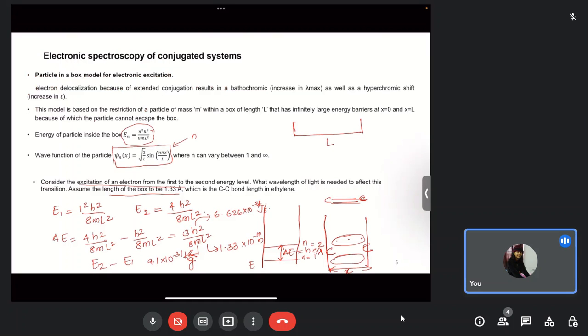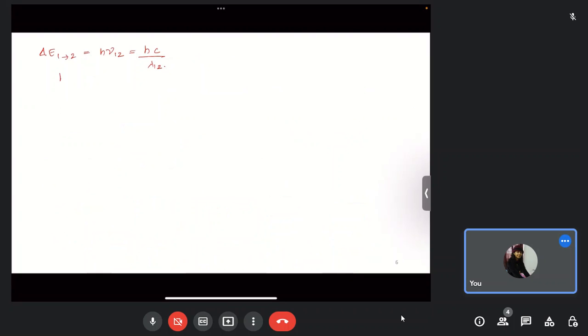One other thing is, let's come to delta E12, which is equal to h nu 12. This can be equal to hc by lambda 12, and we can equate it with this particular equation. So hc by lambda 12 is equal to 3h square by 8 ml square. H can be cancelled and we have to find what is lambda 12. That is 8 ml square C divided by 3h.